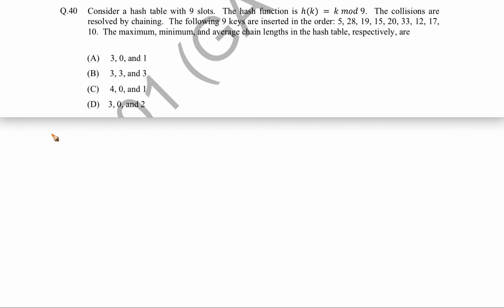Now let's see this question. This question came in GATE 2014 for 2 marks. The question is, consider a hash table with 9 slots. The hash function h(k) is given by k mod 9. So if the key is k, then the hash function h(k) is given by k mod 9. The collisions are resolved by chaining.